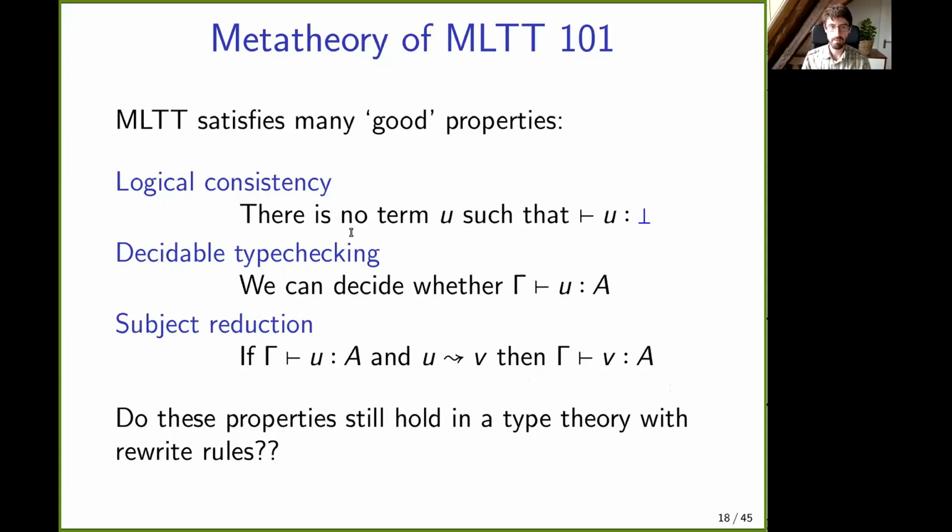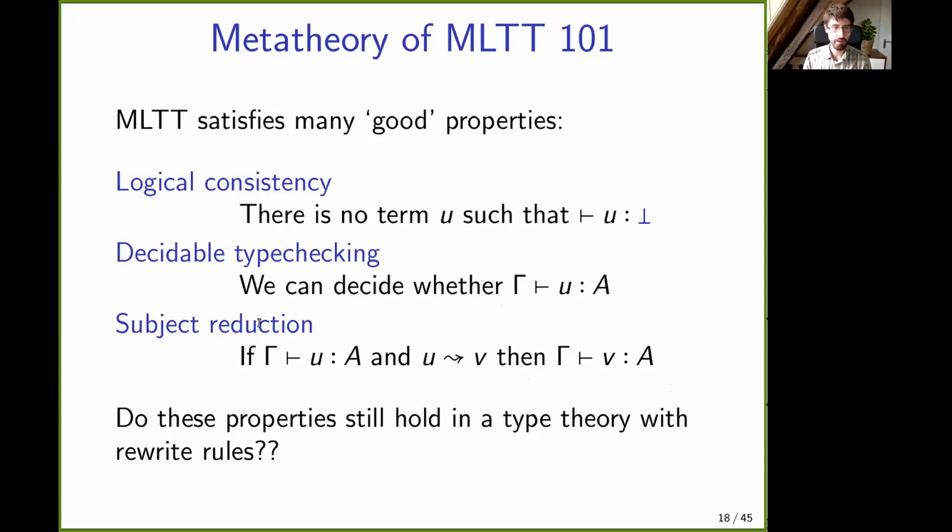This is important because otherwise we could prove anything in our system. The second property is decidable type checking. That means when we are given some context gamma, some term u and some type a, we can decide whether u has type a in this context gamma. This is important because otherwise we cannot implement a type checker for a language.